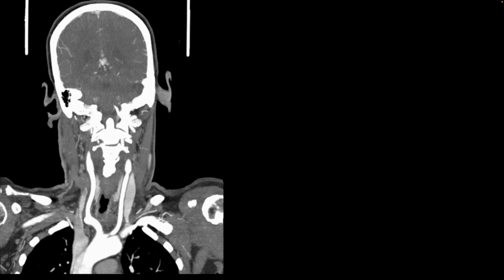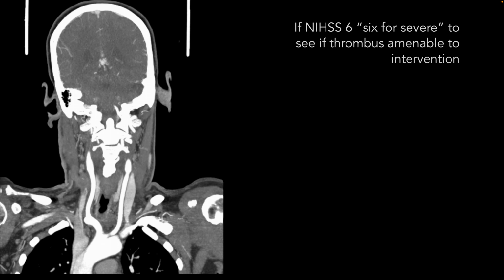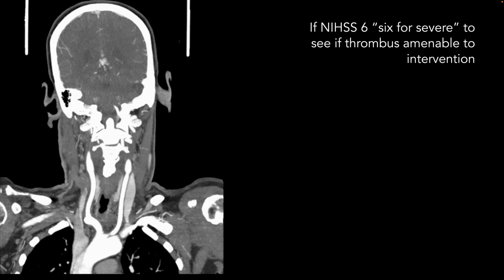So this is a CT angio of the head and neck, and we're going to do that for anyone who scores a 6 on the NIH stroke scale. That's to see if a thrombus or dissection is amenable to intervention, which is really important.